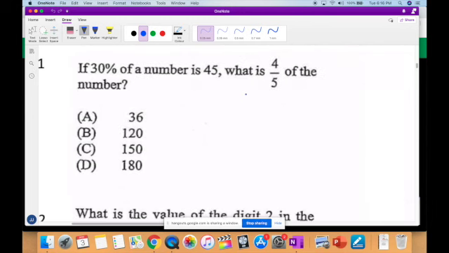So we got question 1 here. If 30% of a number is 45, what is 4/5 of that number? I don't want to know the answer. I want to know how. Yeah, so the 30% is 3/10, yes?